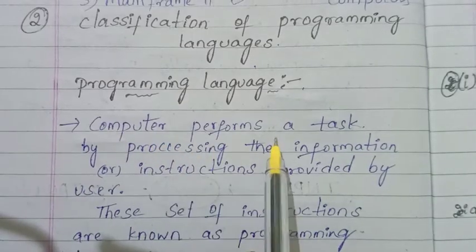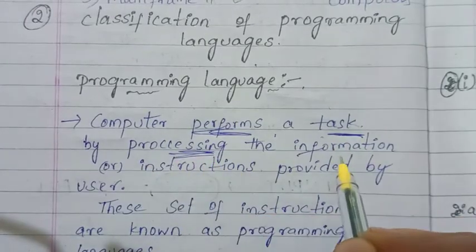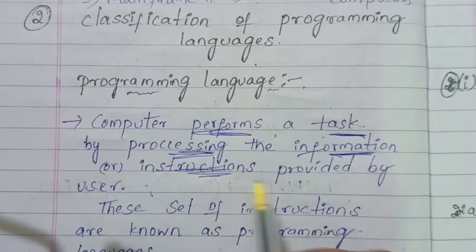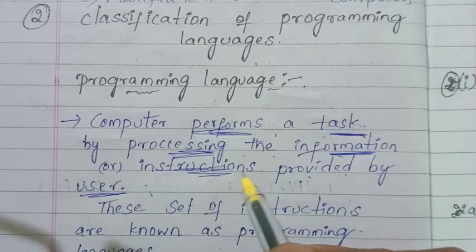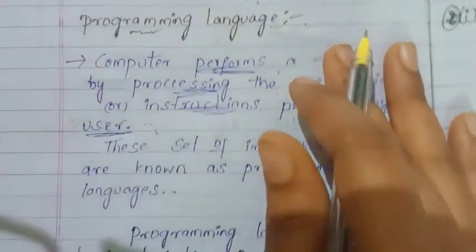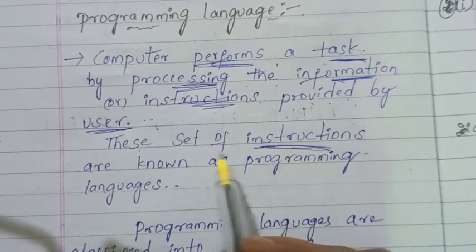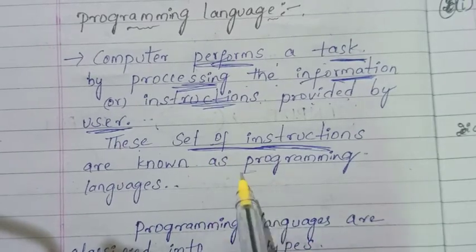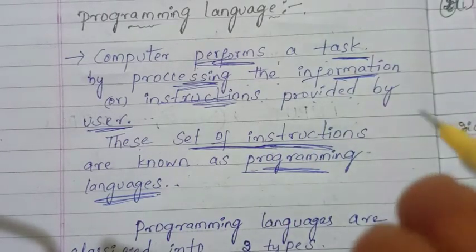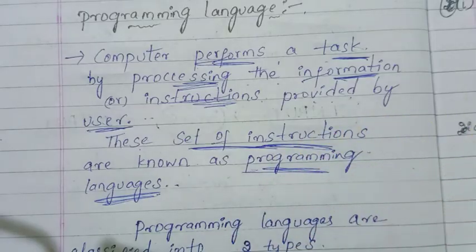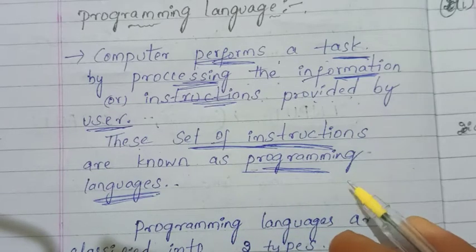So here the computer performs a task by processing the information or instructions provided by the user. Computer performs a task by processing the information or instructions provided by the user, and these sets of instructions are known as programming languages. So the instructions which we are providing to the computer are known as programming languages here.